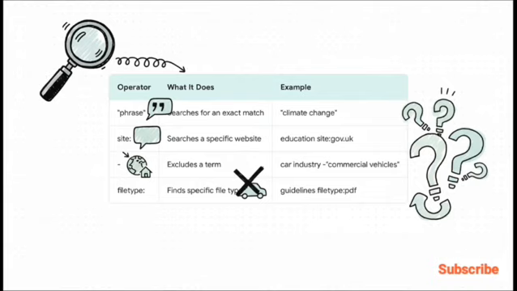Putting something in quotes searches for that exact phrase. The site operator is amazing. It lets you search inside one single website you already trust. And the little minus sign? Perfect for filtering out junk you don't want. These are your shortcuts to better information.